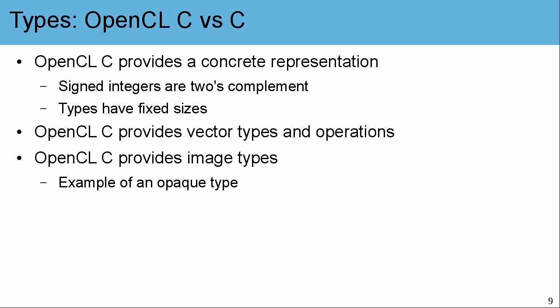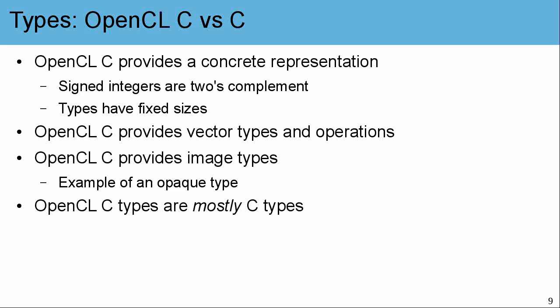OpenCL C provides image types. This is an example of an opaque type. An opaque type is something where you don't have direct access to its memory representation. You use other functions to extract information from it. Images are the only example of this in OpenCL, although opaque types are interesting, and I imagine we'll see more of them introduced in future versions of the specifications.